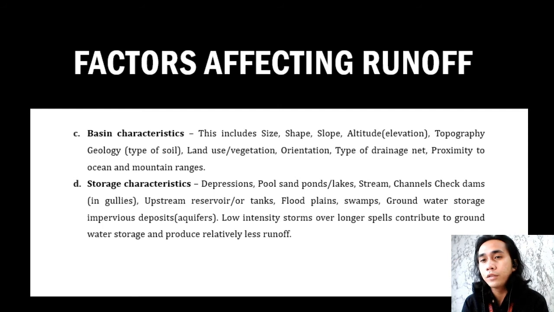Low intensity storms and longer spells contribute to groundwater storage and produce relatively less runoff. Runoff will increase due to initial wetness of the soil due to antecedent rainfall. So, rain during summer season will produce less runoff.